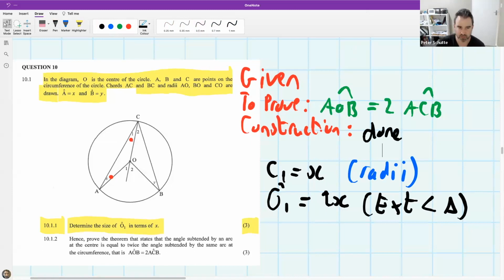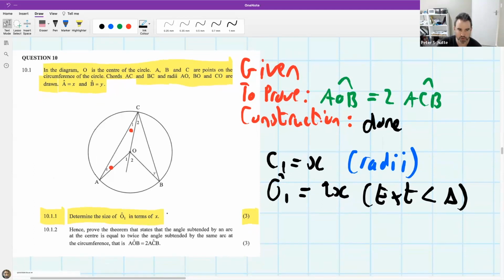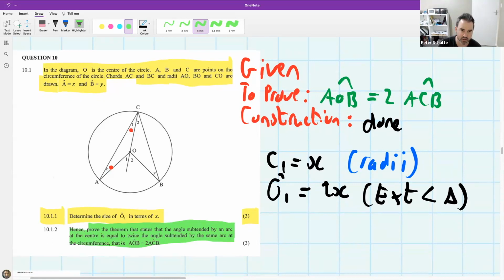Now what's quite nice about this exam question is, can you see they actually did the construction for you? Now, we haven't done that yet. So what I want you to do is try the to prove part. It says, prove the theorem that states the angle subtended by an arc at the center is twice the angle subtended by the same arc at the circumference. That's just a long way of saying, prove that this one over here is double the size of this one up here. I want you to try and do that next part for me.